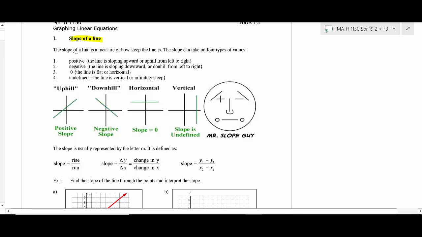So basically a slope is telling you how steep the line is. There's four cases. You could have a positive slope if it's sloping up, a negative if it's going down, zero if it's horizontal, and it's undefined if it's vertical.